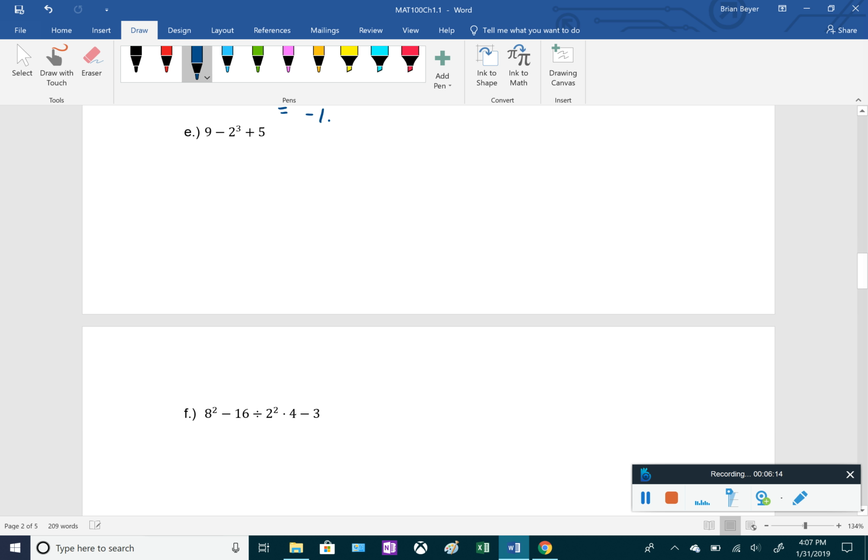Next one, we have an exponent here, 9 minus 2 cubed plus 5. So we have to do the exponent first. 2 cubed is 2 times 2 times 2, which is 8. Now we have addition and subtraction. So we do whichever one comes first, left to right, which is the 9 minus 8, which is 1. So 1 plus 5, we get 6.